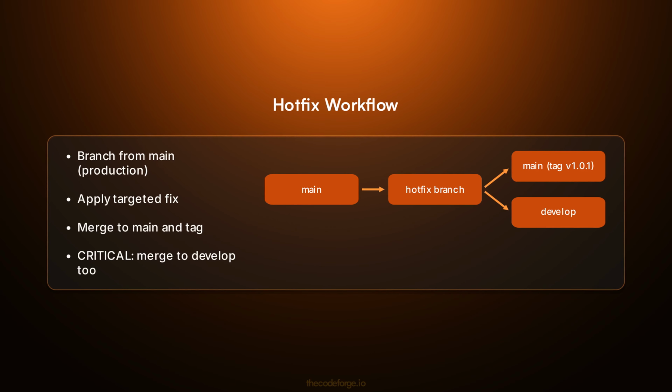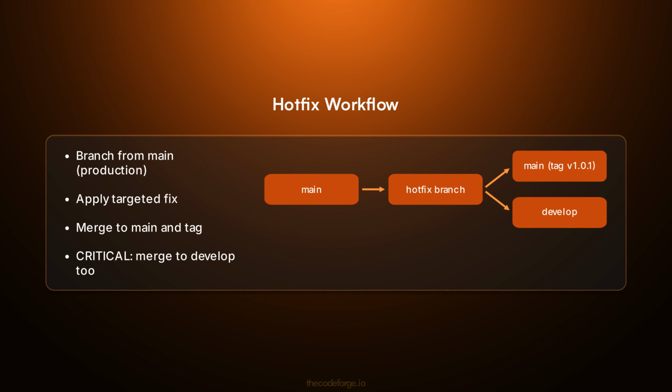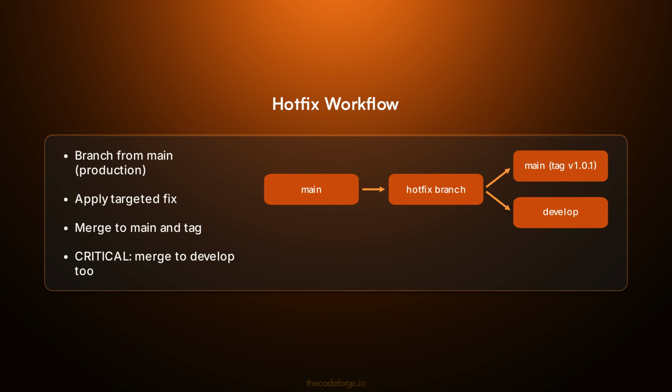Hotfix branches are for emergency production bugs. They branch from main, not develop, to get a clean copy of production. After fixing, merge to main and tag a new patch version. Then, critically, merge the hotfix to develop as well. Skipping this step is the most common GitFlow mistake.